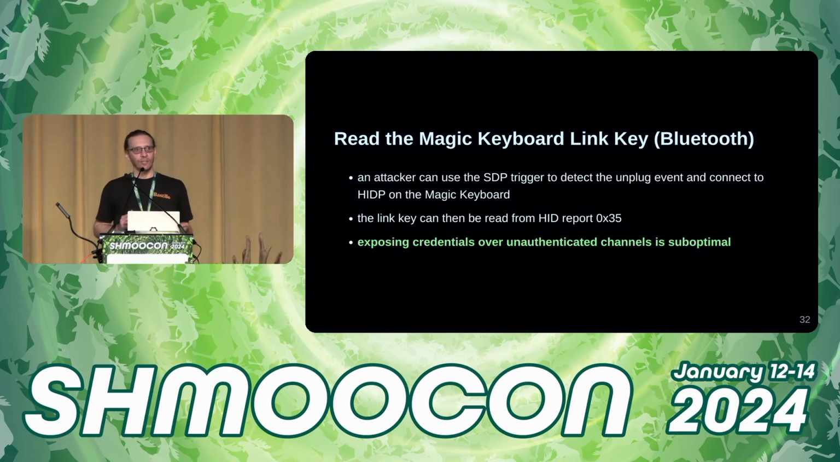And so using this SDP timing trigger, we can actually read the link key from the magic keyboard over unauthenticated Bluetooth. And so as soon as the keyboard is unplugged, we get that SDP connection. We then connect to the unauthenticated HID service on the magic keyboard and are able to read the link key over unauthenticated Bluetooth. And this is pretty bad, because this means if an attacker can observe a keyboard getting unplugged from the Mac, they can read the link key and then later use that to intercept the link or inject keystrokes into the Mac.